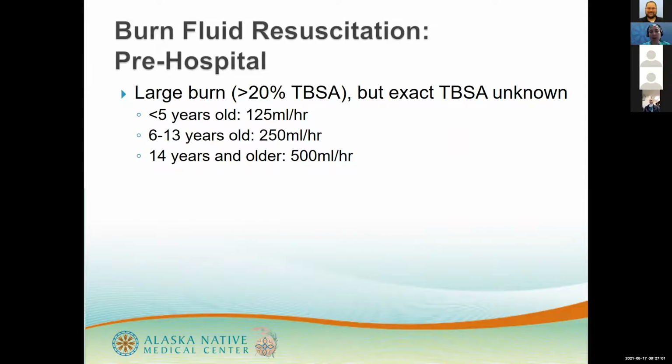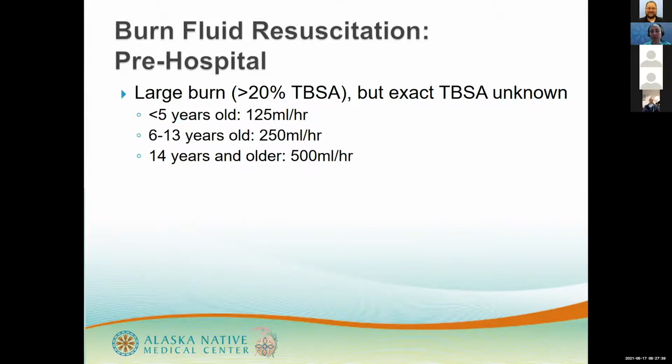So this has been a big shift, and this is a big push by the American Burn Association, to standardize the pre-hospital fluids that patients get. And so what we teach pre-hospital providers is that if you have a large burn, 20% or greater, even before you know the exact burn size, we just want them to say big burn or small burn. And if it's a big burn, we want IV fluids to be started at an age-based rate. So for adults, it's going to be 500 cc's an hour. For children, 250 cc's an hour, and for small children, 125 cc's an hour.